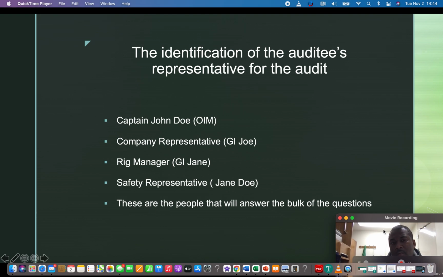All right, so here we'll list the identification of the guys that we're auditing. For example, Captain John Doe, that's the OIM. The company representative is G.I. Joe. Rig manager, G.I. Jane. The safety representative, Jane Doe. These are the people that will answer the bulk of the questions, guys. Of course, there'll be other questions answered by some of the employees, but the hard stuff and all the technical stuff will be asked to the top management on the rig. Next slide.